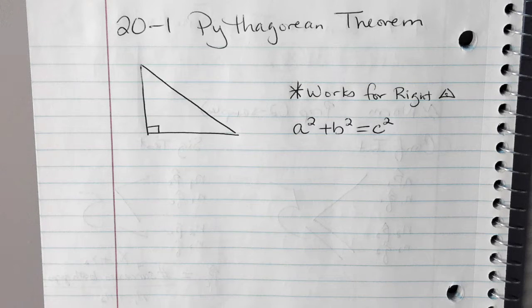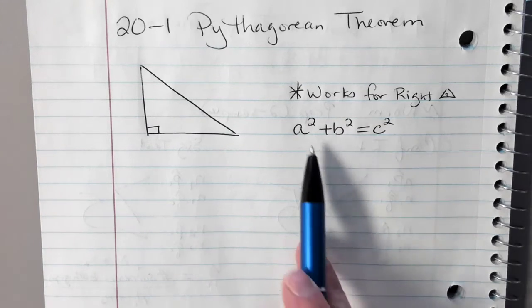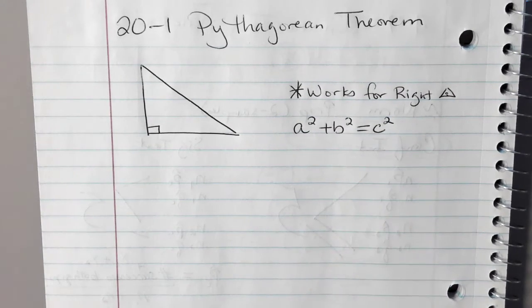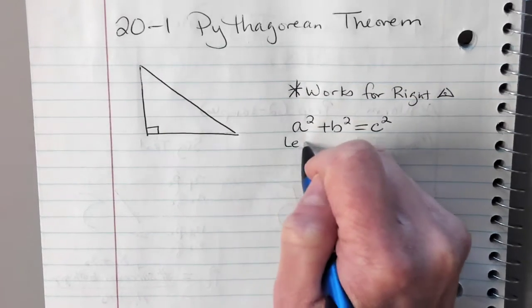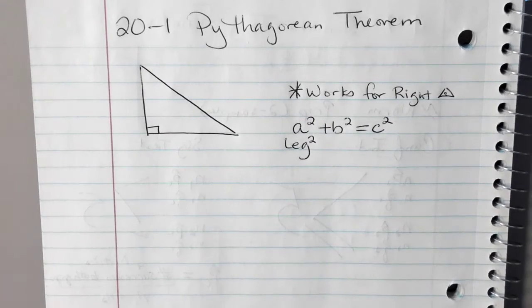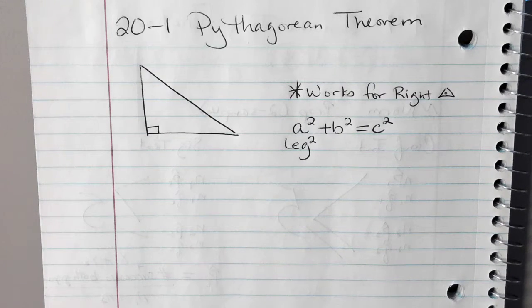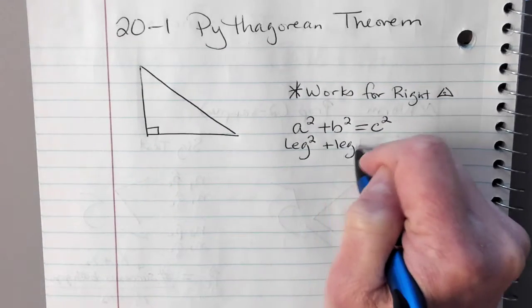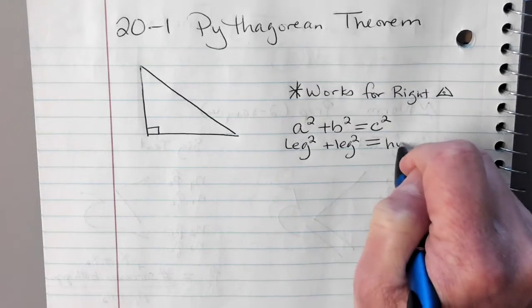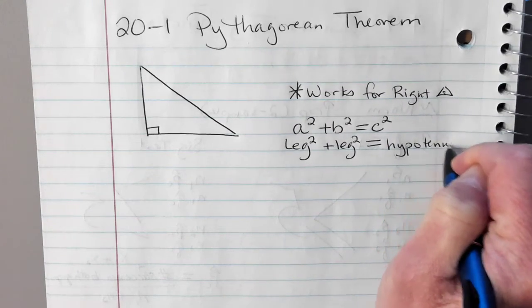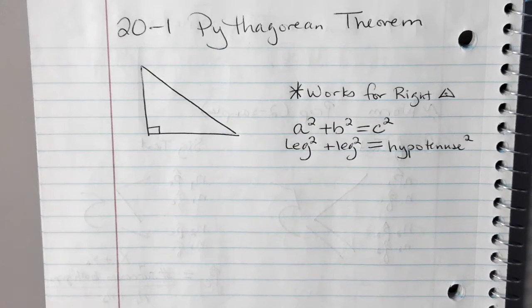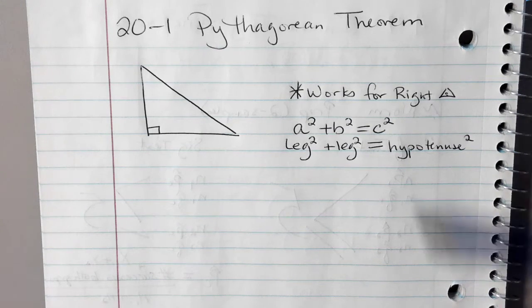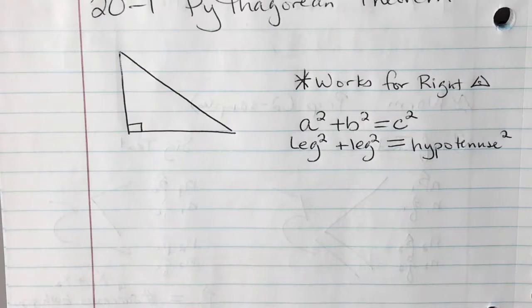So here's how Pythagorean theorem works. Underneath this a squared plus b squared equals c squared, would you guys please write down some words with me? We're going to write the word leg and we're going to square it, which seems weird because how do you square a leg? Just write it down. Plus leg squared equals hypotenuse squared. Hypotenuse is a huge word. We're going to abbreviate that real soon.